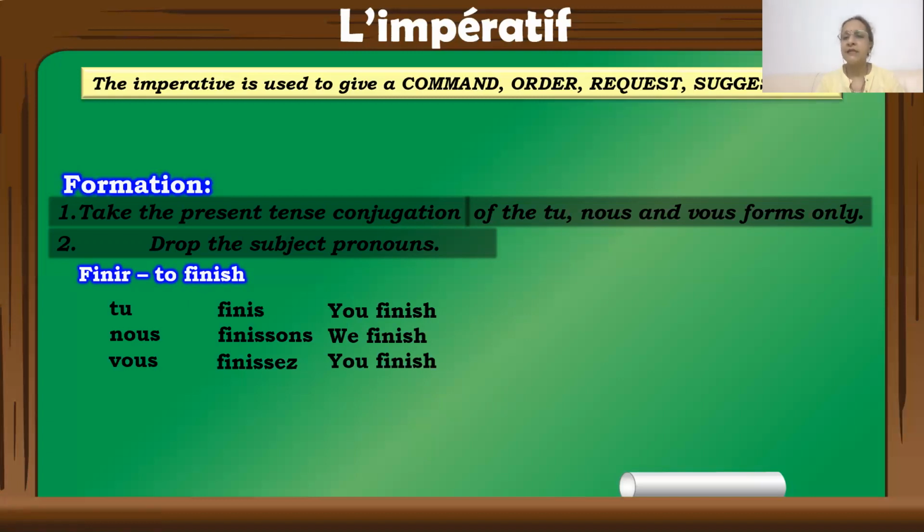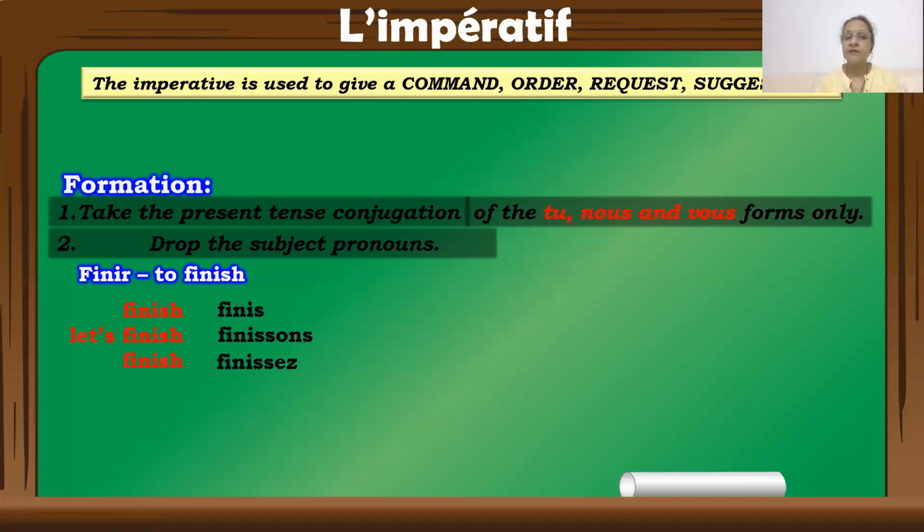This is a simple sentence. I do not want to make a simple sentence. I want to give an order. Finish your work. So what do I do? When I give an order, I do not use subject pronouns. So second step, drop the subject pronouns. And what do I get? Finis, finissons, finissez. Finish, let's finish, and finish.